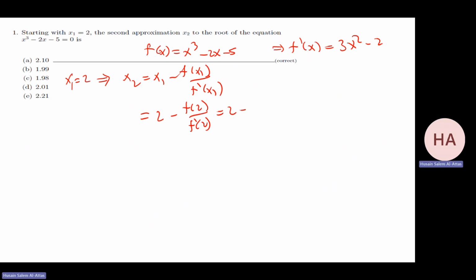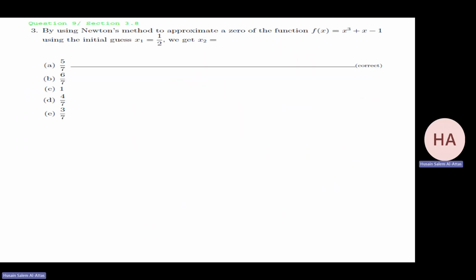F of 2 is what? 8 minus 4 minus 5, that is minus 1 over f prime at 2, 12 minus 2, which is 10. So I have 2 plus 1 over 10, which is something similar, 2 point, which is this. By using Newton's method to do this, dealing with this function, x cubed plus x minus 1 equal, yeah, this is my f of x. F prime of x is 3x squared plus 1.